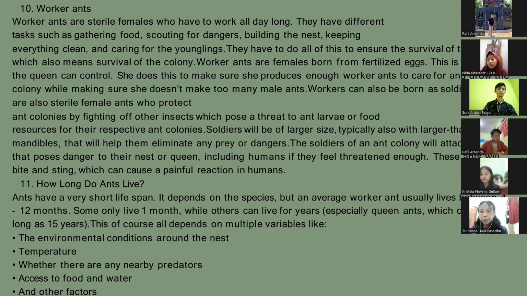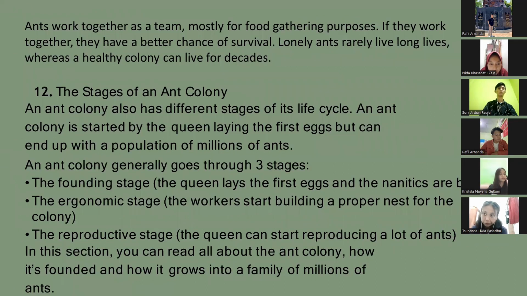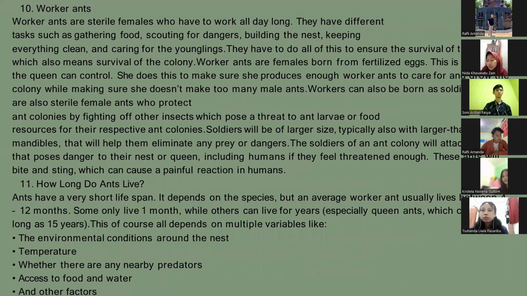The queen does this to ensure that there are enough worker ants to care for and grow the colony, while also regulating the number of male ants produced. And then an attack by ant colony soldiers against something that would harm the nest or the queen. And then, how long do ants live? The main idea of the paragraph, the first one, is the lifespan of ants and some of the variable factors that affect the survival of ants.